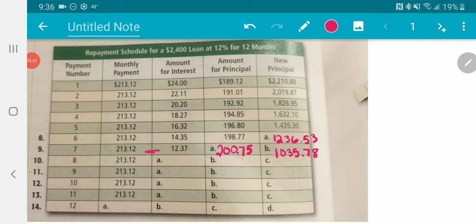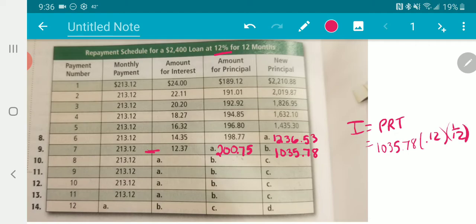For calculating my interest, again, I have to use I equals PRT. My principal is not that 2,400 though. It's what it currently is, so it's 1035.78 times my rate, which doesn't change, which is up here. That's still that 12%. And we're talking about 1 month, so it's going to be 1 over 12.